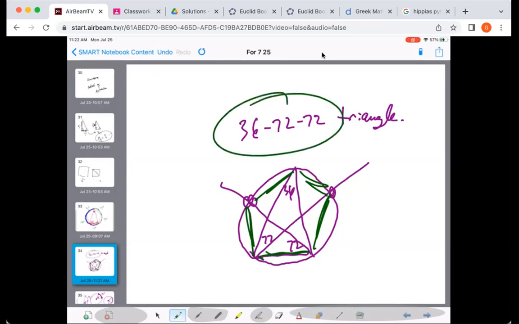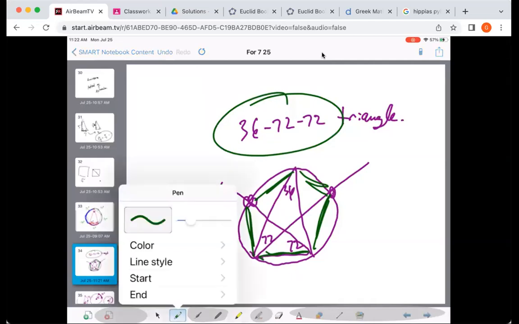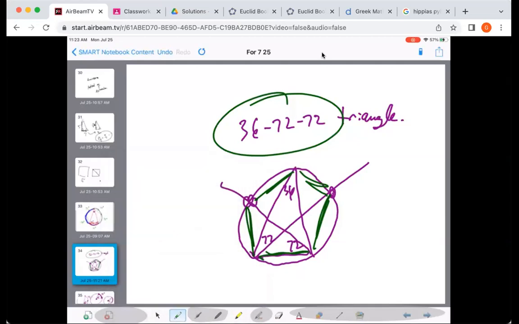The Greeks did not talk about degrees. They wouldn't call it a 36, 72, 72 triangle. They called it an isosceles triangle whose base angles are double the vertex angle.